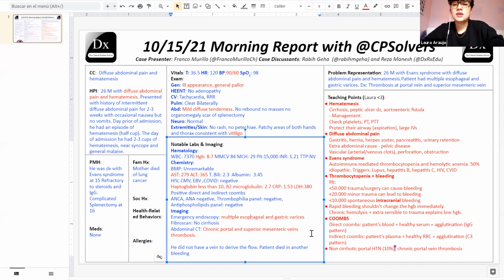So the patient ended up having non-cirrhotic portal hypertension, which is only 10% of the cases, due to chronic portal vein thrombosis. So thank you so much. It was amazing, and I'll see you tomorrow.